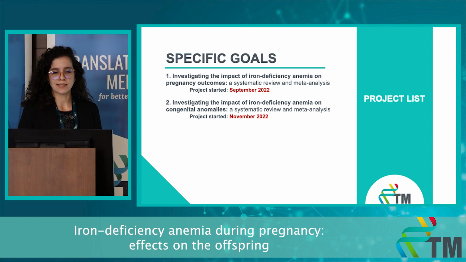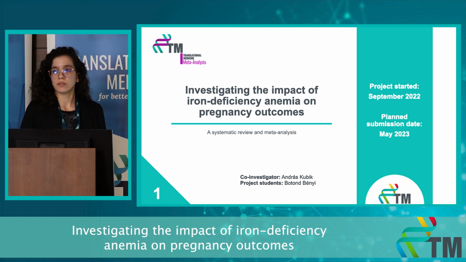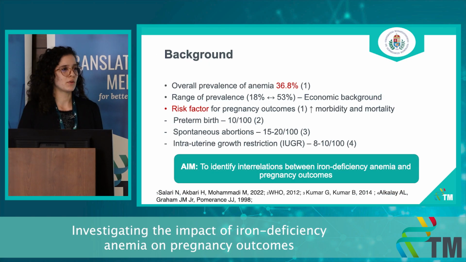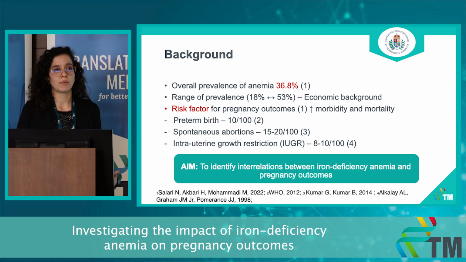They are two meta-analyses. The first one is investigating the impact of iron deficiency anemia on pregnancy outcomes, a systematic review and meta-analysis. We have an overall prevalence of anemia worldwide of about 37%. However, this range of prevalence is quite big because it is dependent on the economic background. So we have that the developing countries have a higher prevalence of anemia when compared to developed ones.